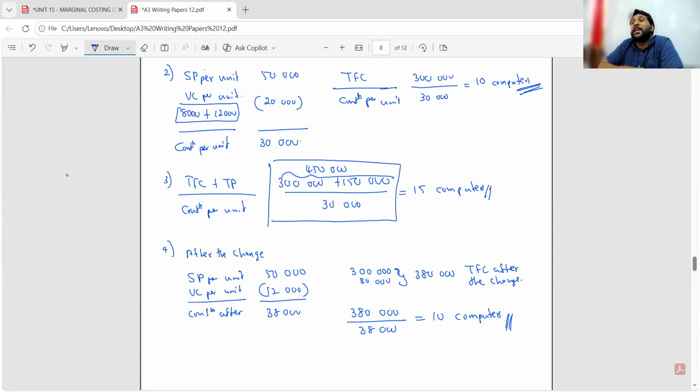So then what you have to understand from there? Because of the decision that you are going to take, there is no impact on the break even number of units. Break even quantity.